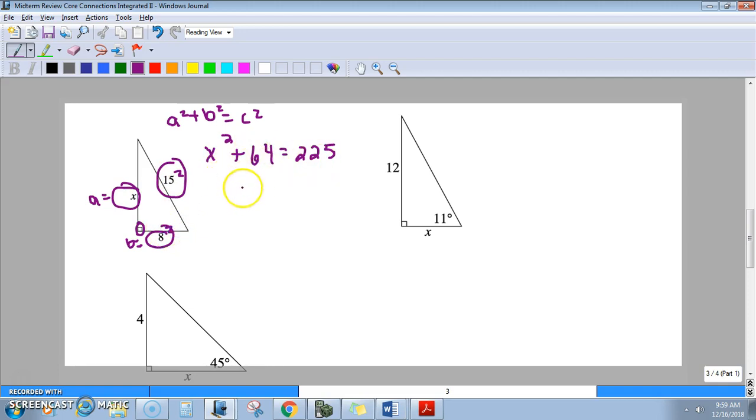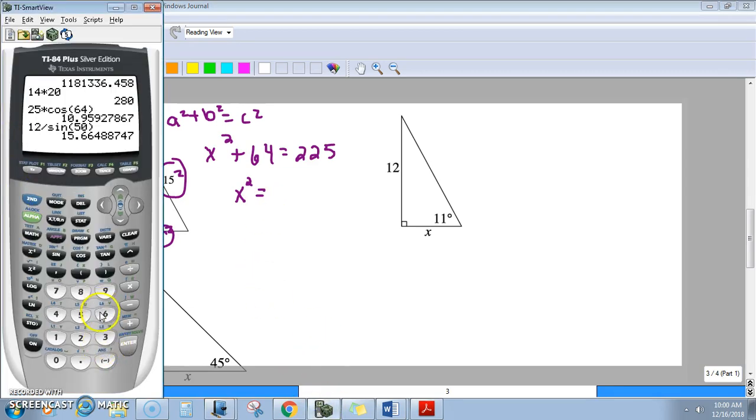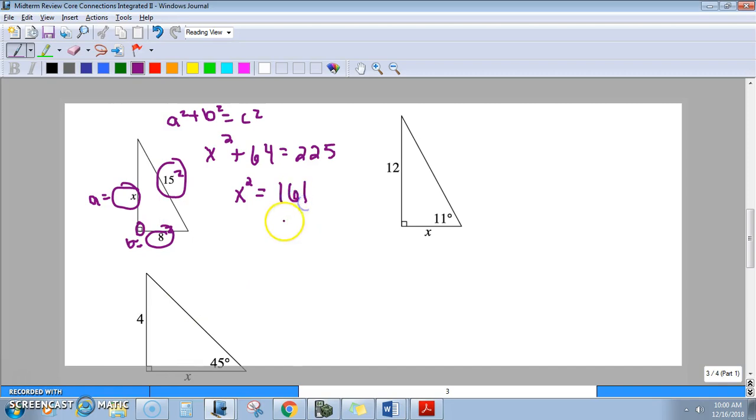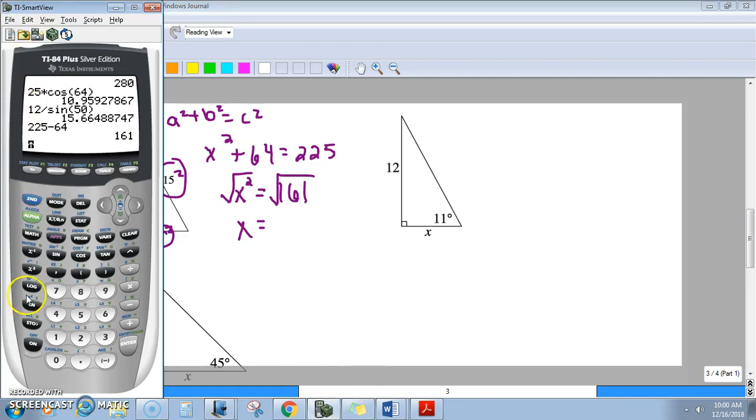So now I'm going to subtract 64 from each side. So x squared is equal to 225 minus 64. Okay, 161. And then to find the length of the side, this is x squared, right? I need x. I have to take the square root of both sides. So x is equal to the square root of 161, which is approximately 12.69.